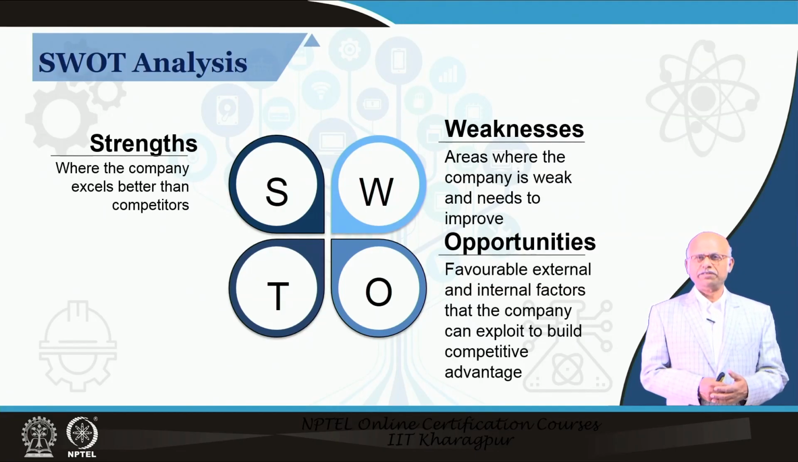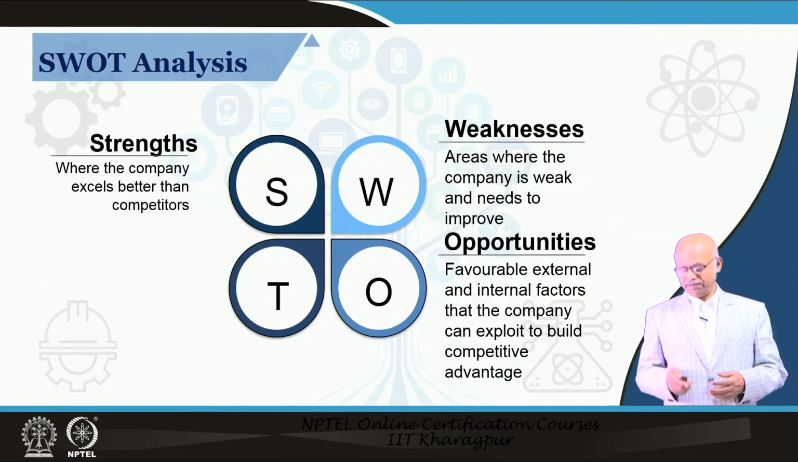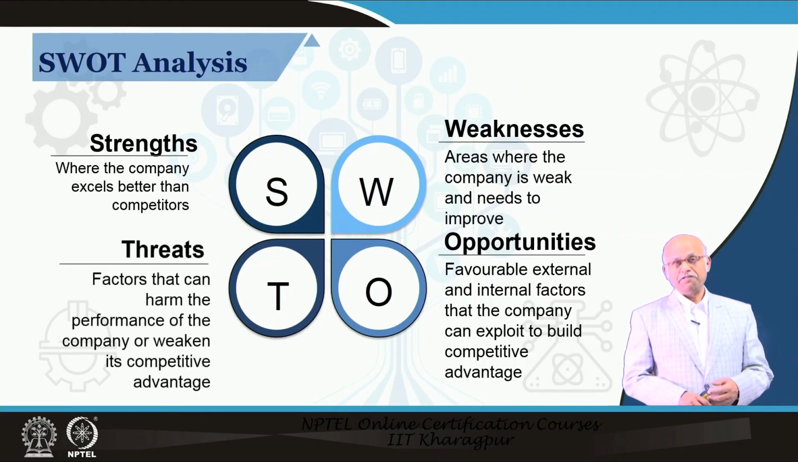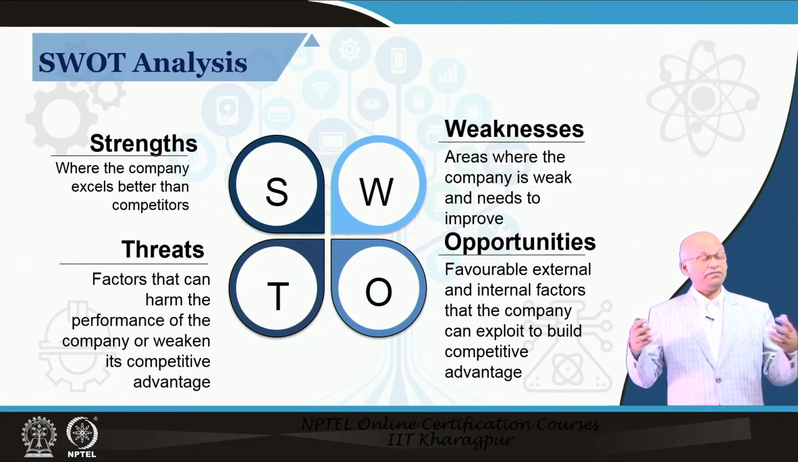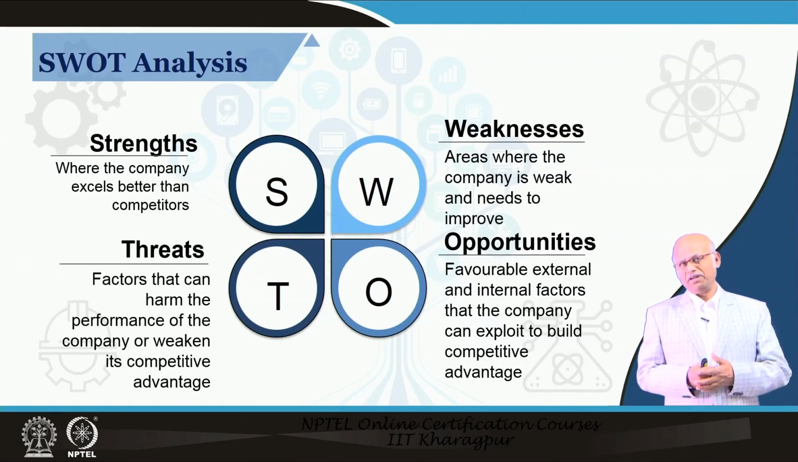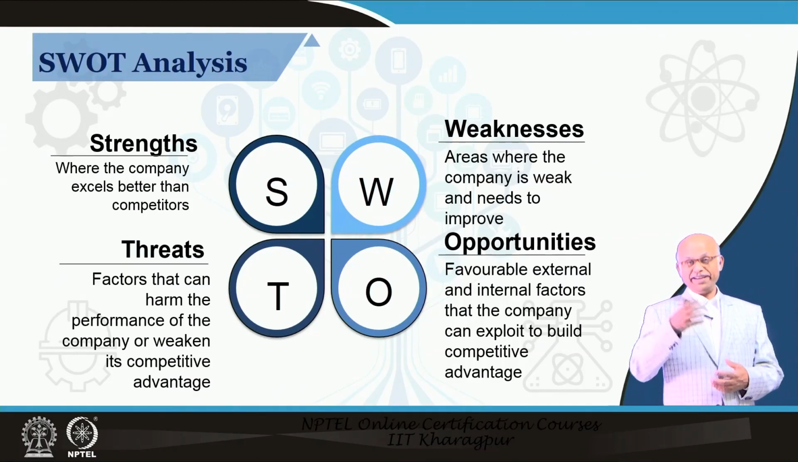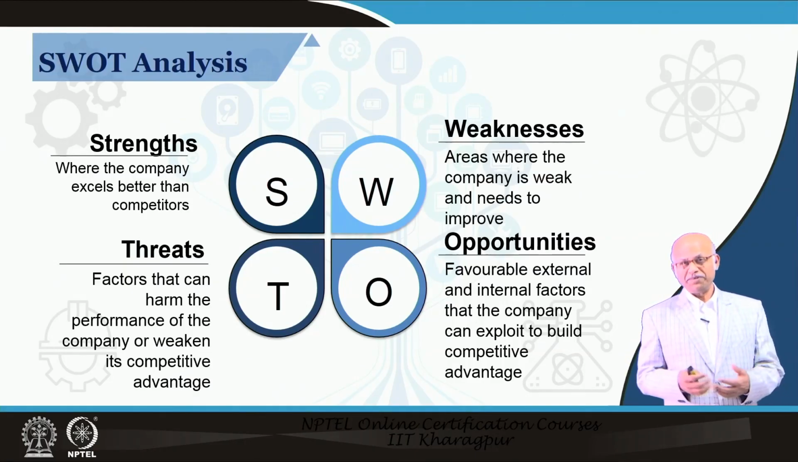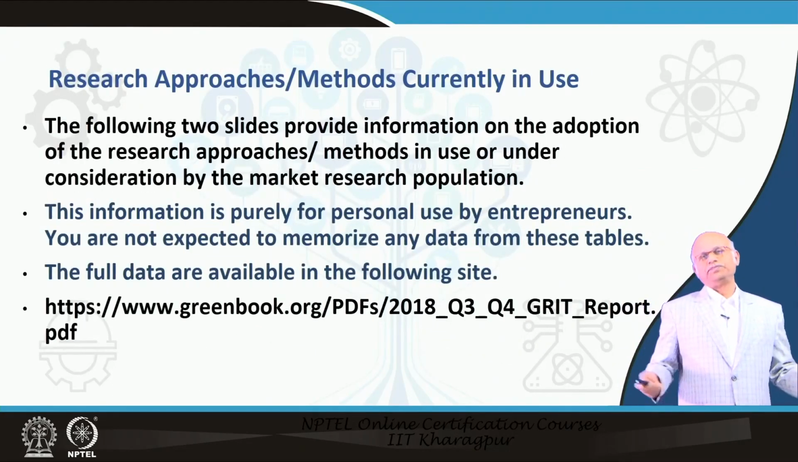O for opportunities. Opportunities are favorable external and internal factors that the company can exploit to build competitive advantages. Then T for threats, factors that can harm the company's performance or can weaken the competitive advantage. So, all these are important. Like strengths, you accentuate, opportunities you exploit, weakness you try to overcome, threats you take preventive measures so that the company is not exposed to threats.